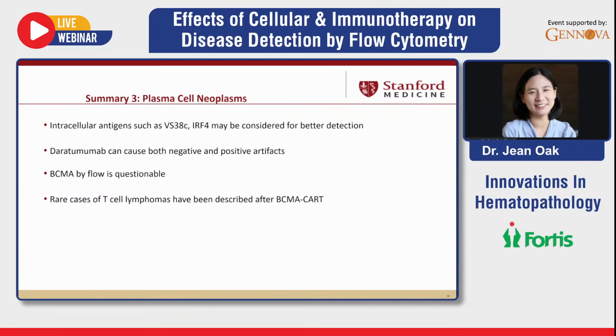It's a little finicky. And last but not least, I didn't have time to go over this because this was a talk that focused more on flow. But for patients who have received BCMA CAR T, there's actually a growing number of case reports where these patients develop a rare T cell lymphoproliferative disorder. Most of these cases happen in the GI tract. So you may not see it by flow, but it is something to be on the lookout for.